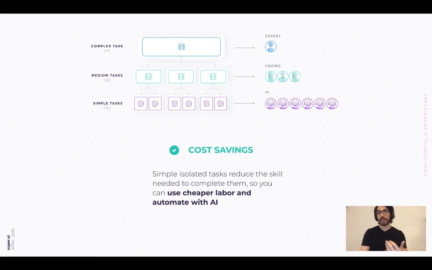And so the power of this is in terms of cost. You get a massive cost savings, because when you have these simple isolated tasks, the skill you need to complete them is much less, and therefore the price you need to pay for the labor is much cheaper. So that's one. The other thing, which is along the same vein, is you can automate this with machines, with AI.